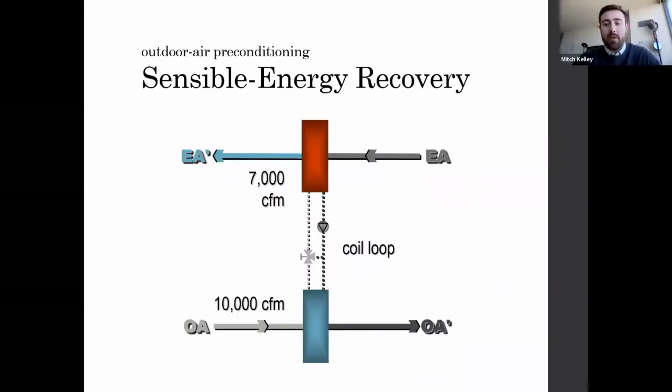As an example, let's look at the impact of using a sensible energy recovery device for outdoor air preconditioning. All sensible energy recovery devices perform identically on the psychrometric chart, only their effectiveness differs. Here's a coil loop installed to precondition the outdoor air. During the cooling season, sensible heat is removed from the outdoor air and transferred to the exhaust air. During the heating season, sensible heat is transferred from the exhaust air and used to preheat the entering outdoor air. The coil loop in this example transfers heat between about 10,000 CFM of outdoor air and 7,000 CFM exhaust air. At these unbalanced airflows, the effectiveness of this system is 56%. So let's look at how the sensible energy recovery device looks on the psychrometric chart.